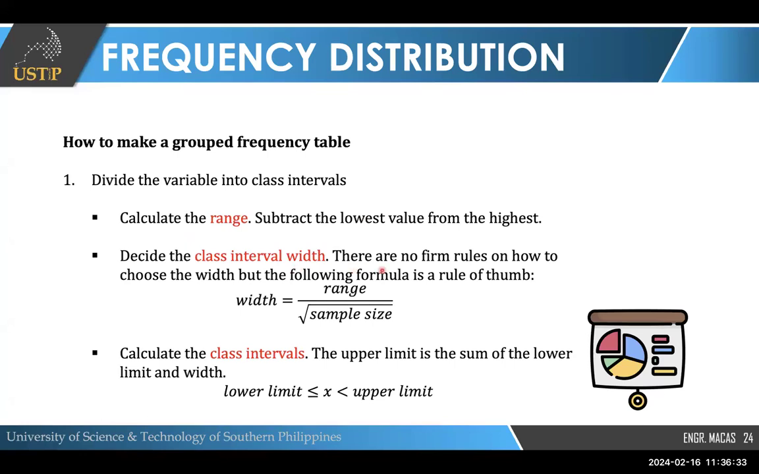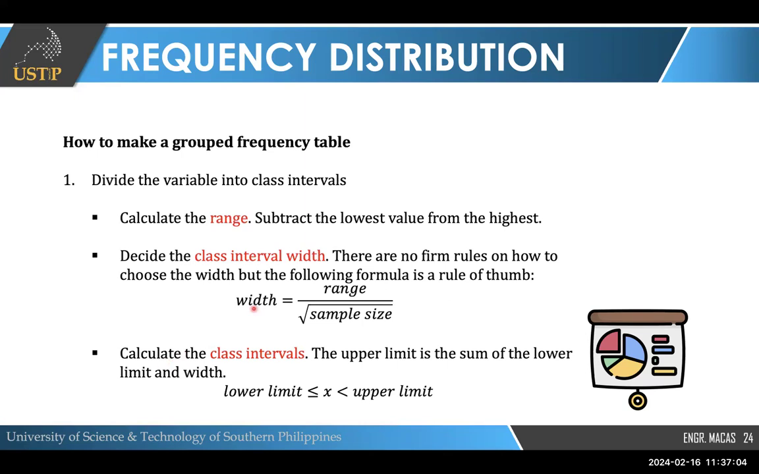Okay? After you calculate the range, class, atong i-decide unsa atong width for your class interval. So, wala gyud firm rule ani, class, on how to choose the width. You can assume a value for your width and that will define how many intervals you will have. Pero if you want to follow a certain rule of thumb, your width will be equal to your range divided by the square root of your sample size. Okay, mag-example ta later para mas masabtan ninyo.